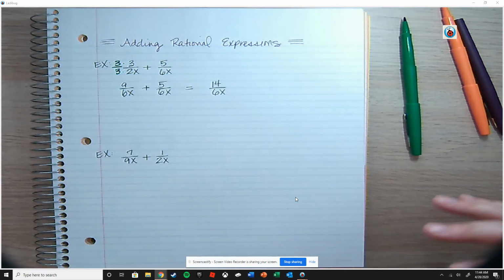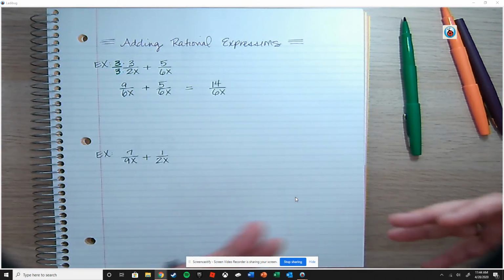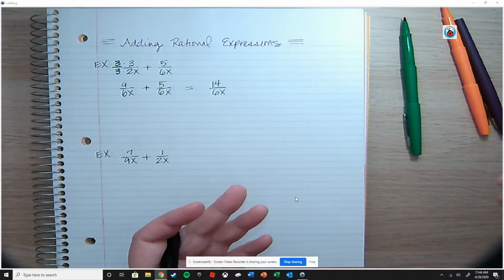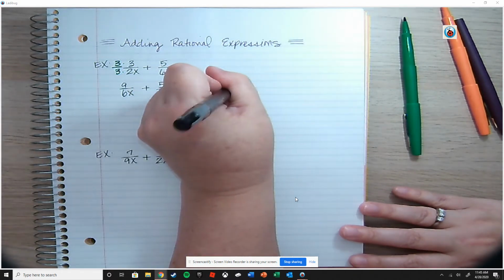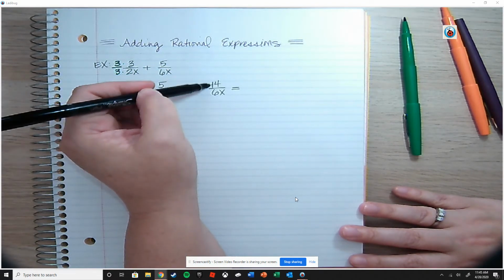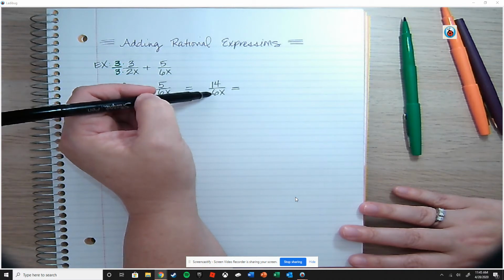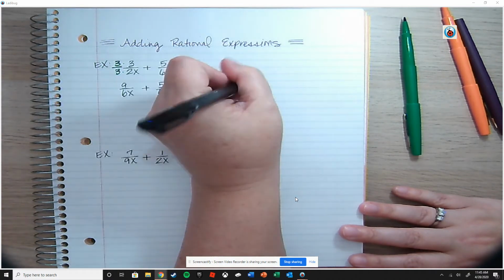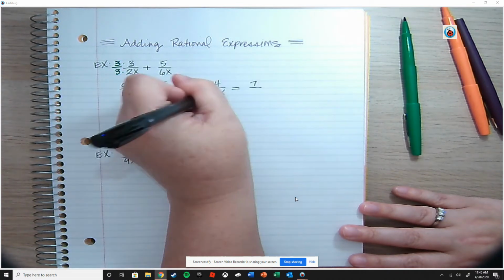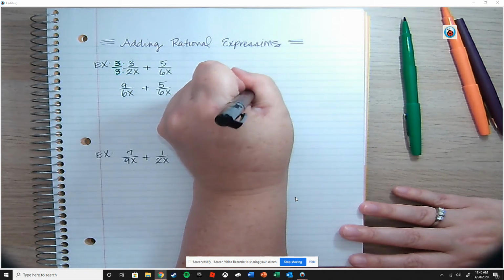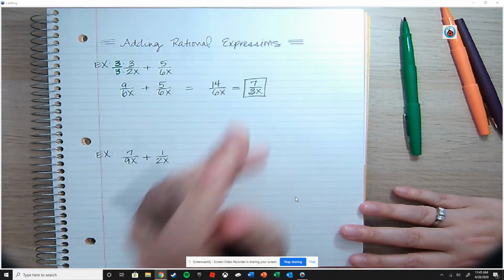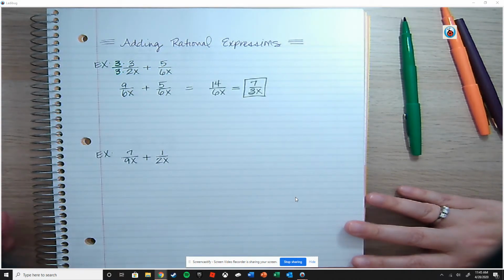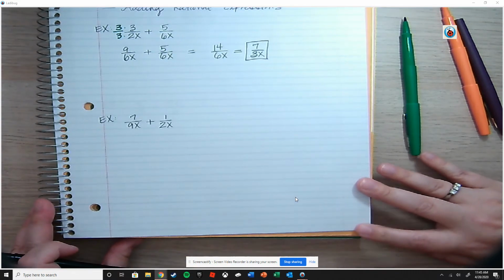All right. So now this is my answer, but now it is my responsibility to simplify. So this is where we're going to take in all the techniques we've been working on in this unit. And we're going to simplify. So I can divide the top and the bottom by 2. So 14 divided by 2 is 7. And 6 divided by 2 is 3x. And this is my final answer. Okay? All right. So moving on to the next example.